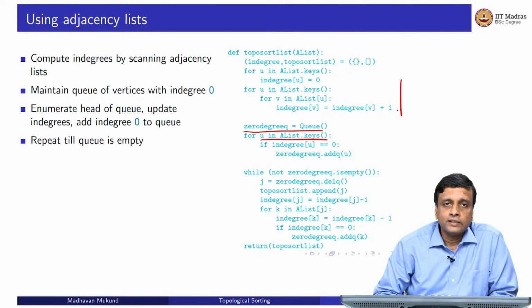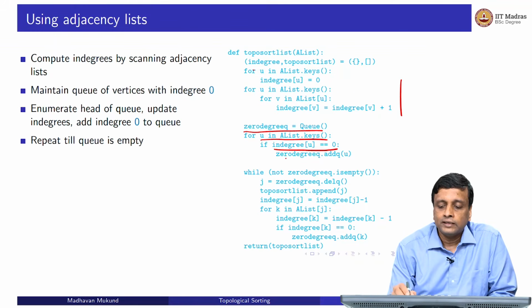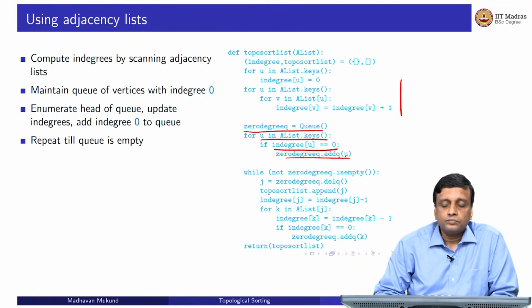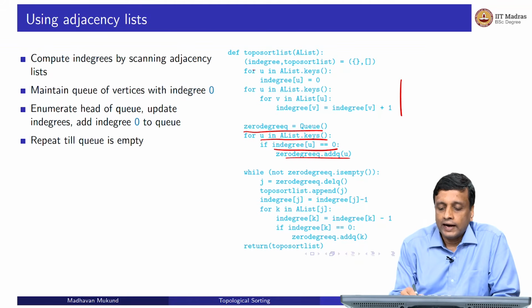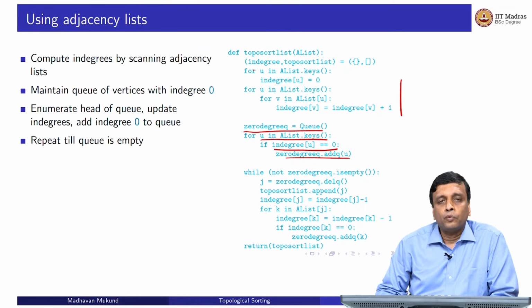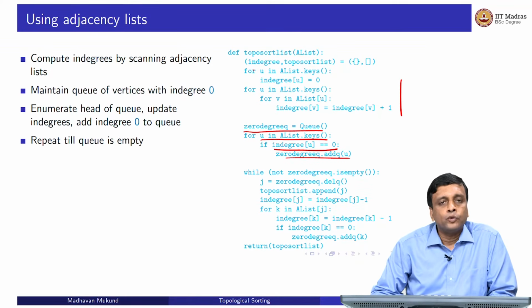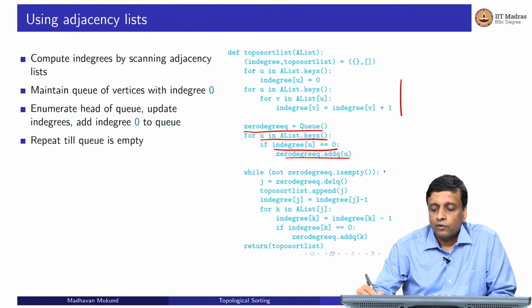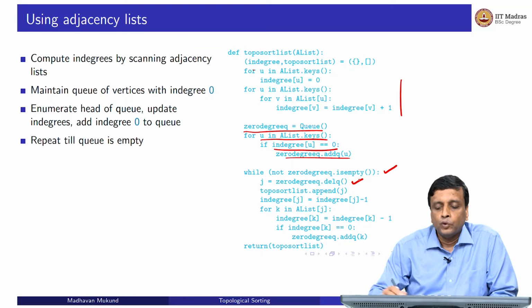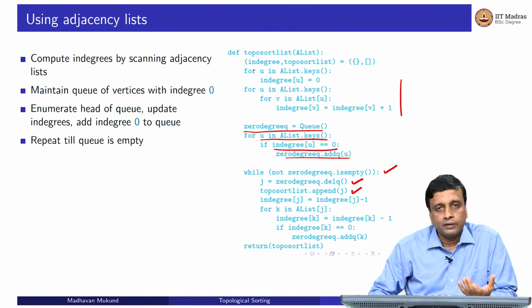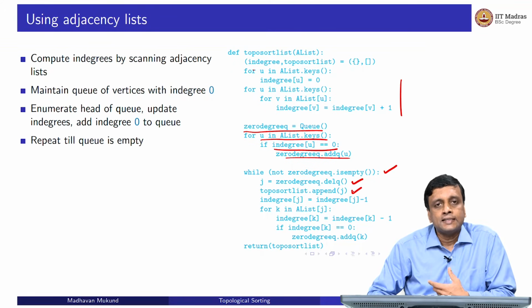So, we go through all the vertices one more time after updating them, and every time we see a vertex with in degree 0, we add it to the queue. Having added it to the queue, now what we have to do is pick up the first element of the queue and enumerate it. While this queue is not empty, we delete the first element and enumerate it, exactly like we did in the previous case, except there we had to explicitly scan and find this vertex. Here it is available to us immediately at the head of the queue.